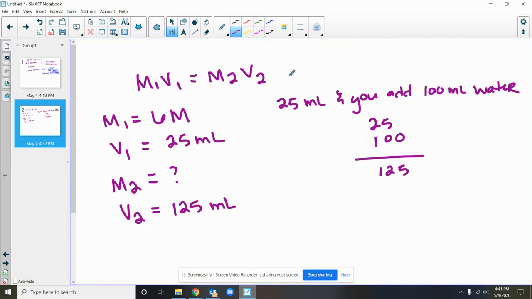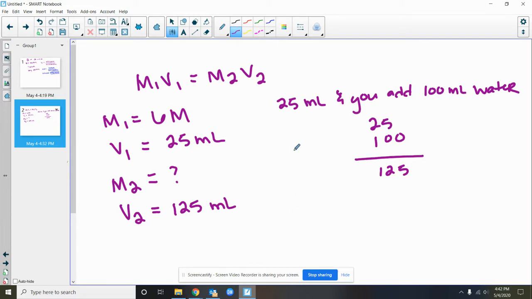So again, pay attention to how the problem words it, because if you add water to it, whatever you're adding is going to get added to whatever you initially started with. So just because you see 2 volumes, don't automatically assume that this one's 25 and this one's 100, because you're adding this to it. So pay attention to the wording here.